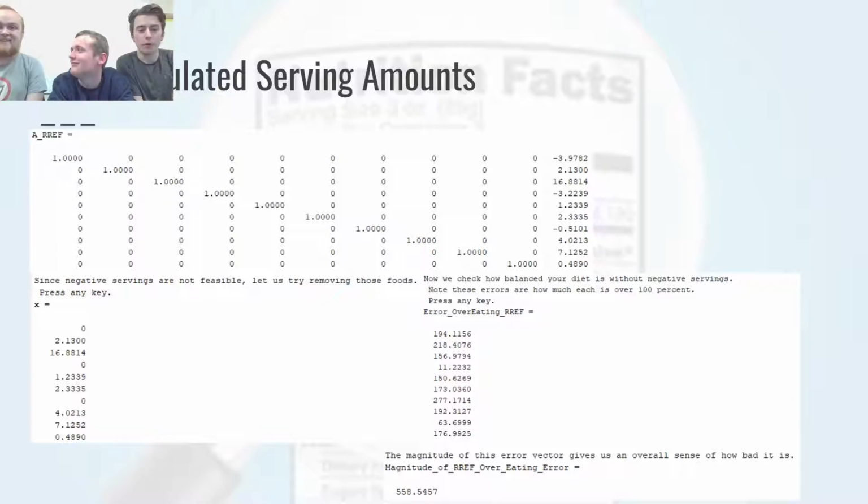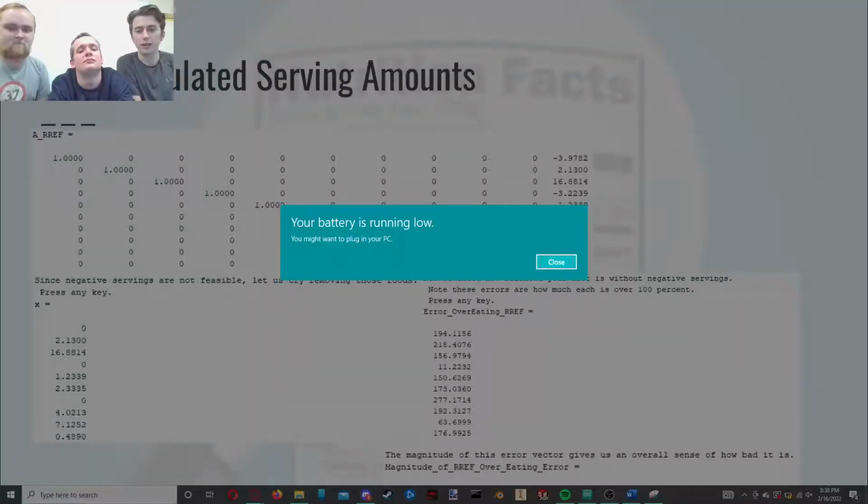I'd also like to point out on this slide that you do see the nice diagonal of all ones. And while this also does show that our solution exists and is unique, because no column doesn't have a pivot, it also means that these foods are linearly independent, meaning none of them are dependent on each other and there are no free variables. Oh, one more thing. Our magnitude of overeating error was 558. It's a number significantly more than our previous one.